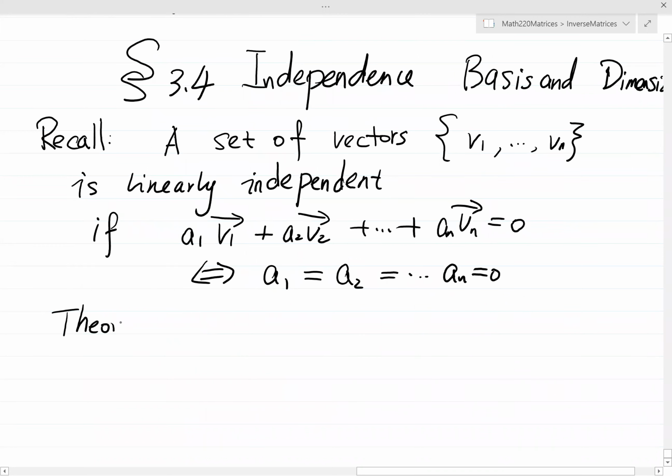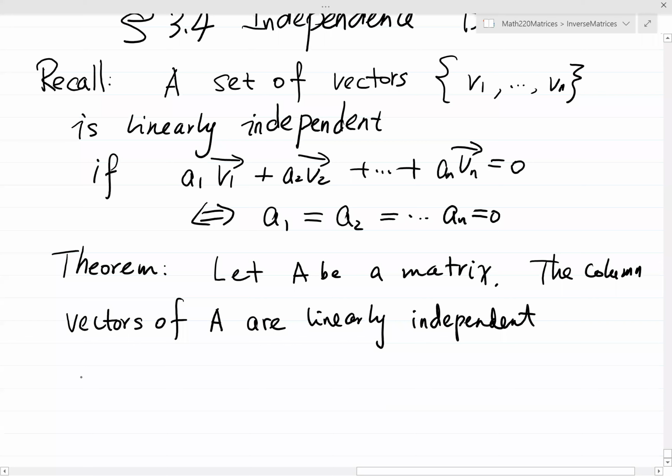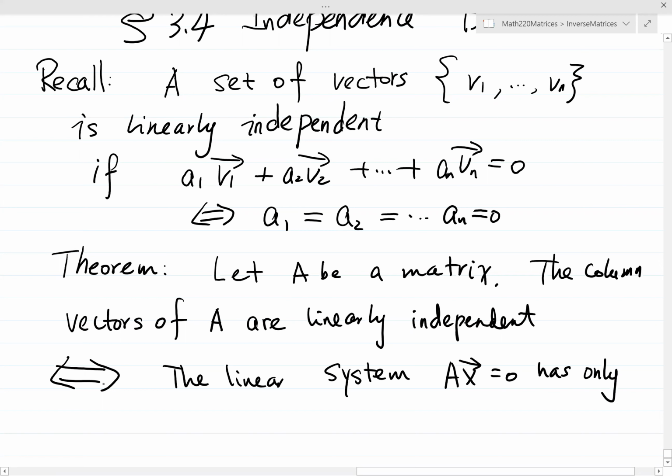Theorem. Let A be a matrix. Then the column vectors of A are linearly independent if and only if the linear system AX equals 0 has only the trivial solution, i.e., X equals 0.